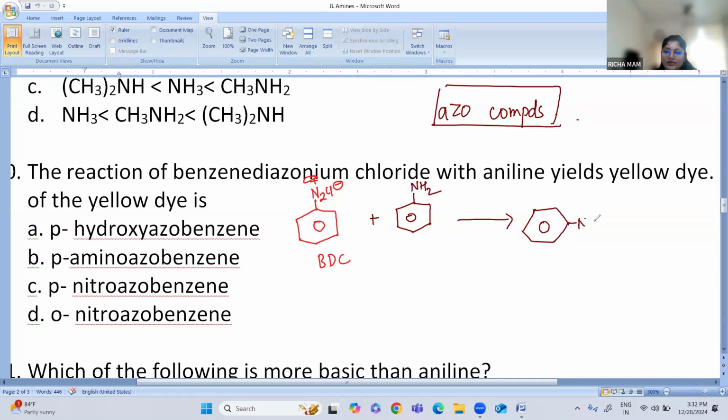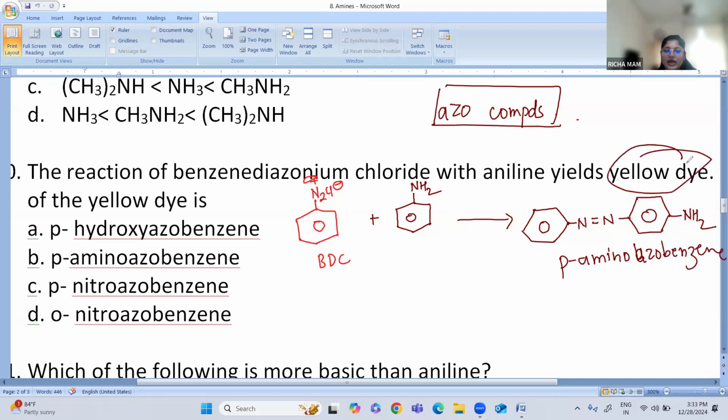Okay, so your N double bond N, and your aniline. So I'm going to get a para amino azobenzene. When your benzene diazonium chloride reacts with aniline, it will give you a yellow dye, and this yellow dye is para amino azobenzene. So option B is the answer.